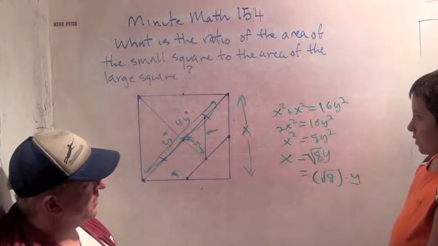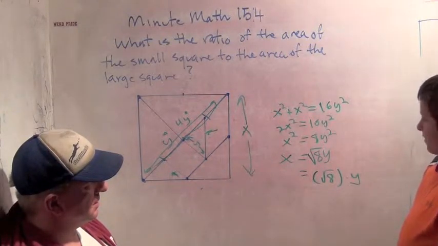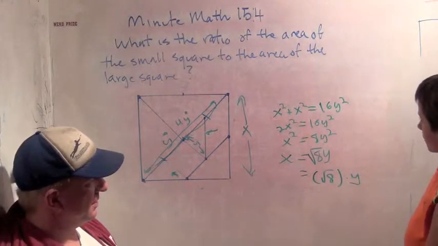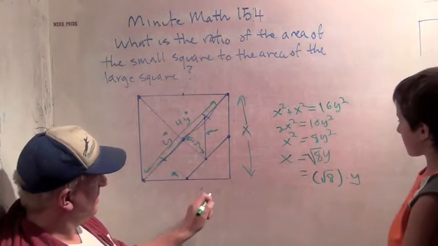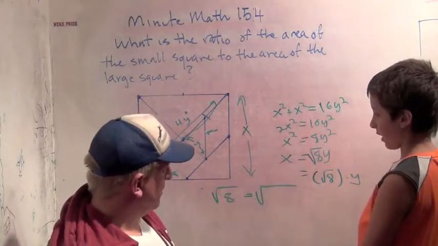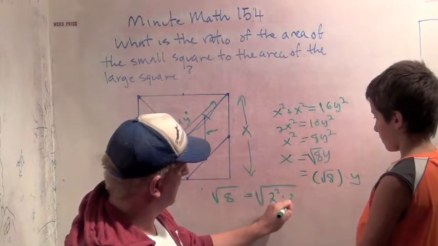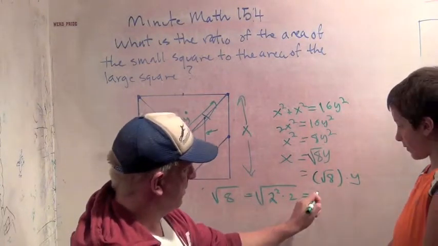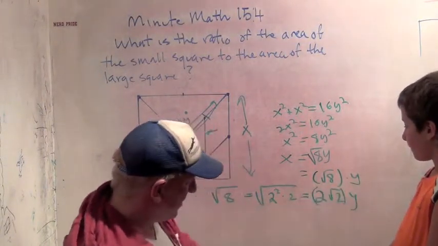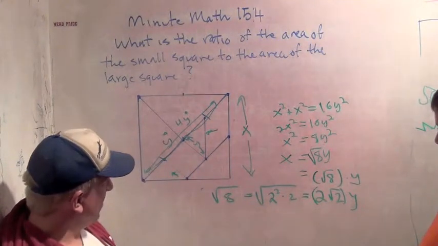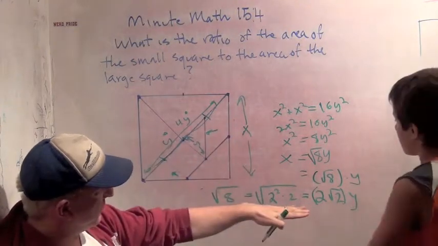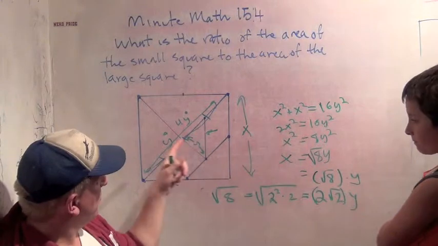Do you know how to simplify the square root of 8? Pretend like you do. What would you do to simplify the square root of 8? It's the square root of 2 squared times 2. So it's 2 times the square root of 2, times y. So the square root of 8 simplifies a little. Okay, so that's pretty cool. Now, x equals 2 times the square root of 2 times y, but what we really want to know is y.